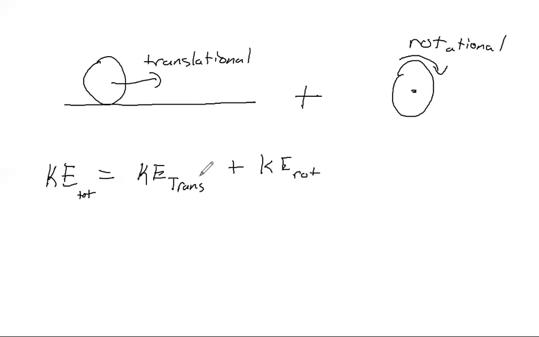So the formula for kinetic energy of translations is 1/2 the mass times the velocity of the center of mass squared, plus the rotational kinetic energy, which is 1/2 I times omega squared.